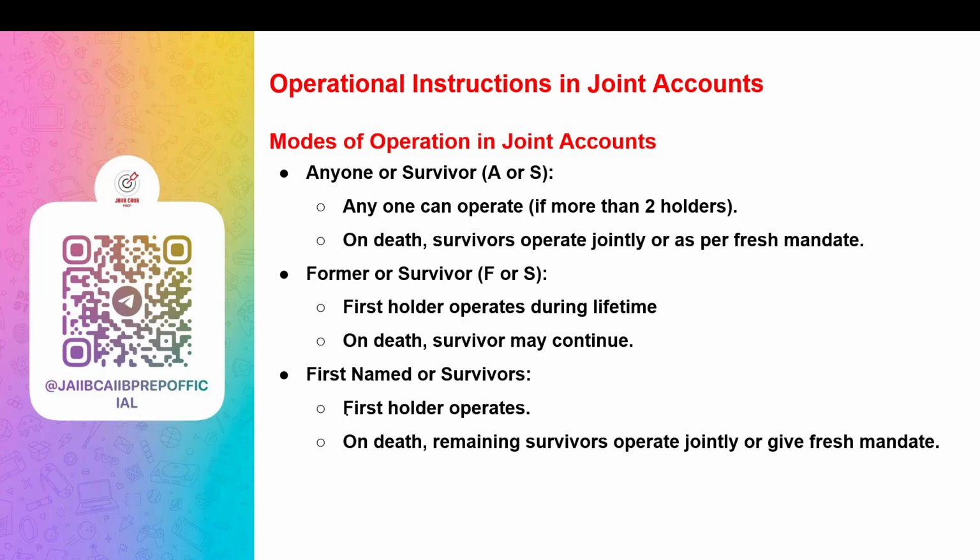First name or survivors. Only the first person operates the account, and if the first person dies, the remaining people, the survivors, can operate it jointly or give a fresh mandate. For example, A, B, and C open an account. A operates, and if A dies, B and C can use the account together.